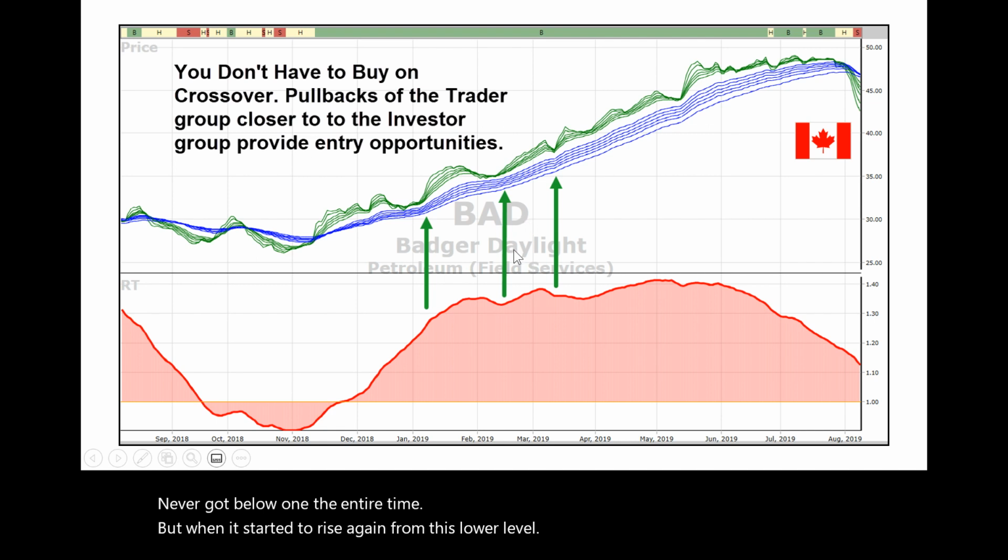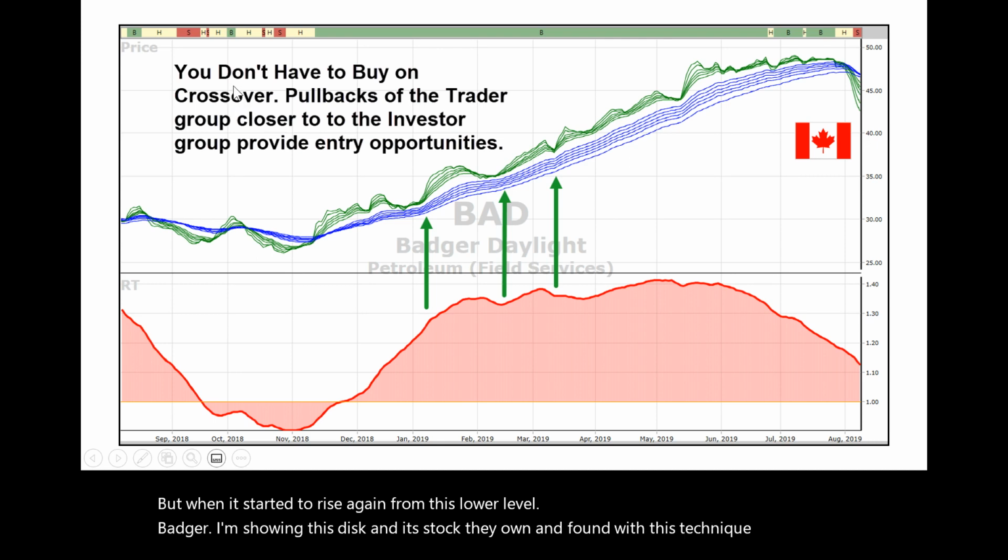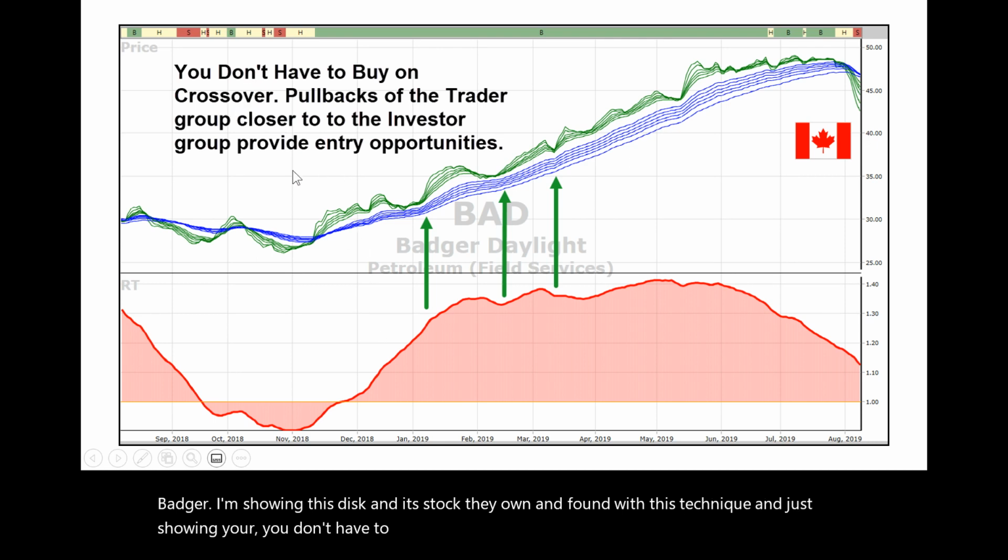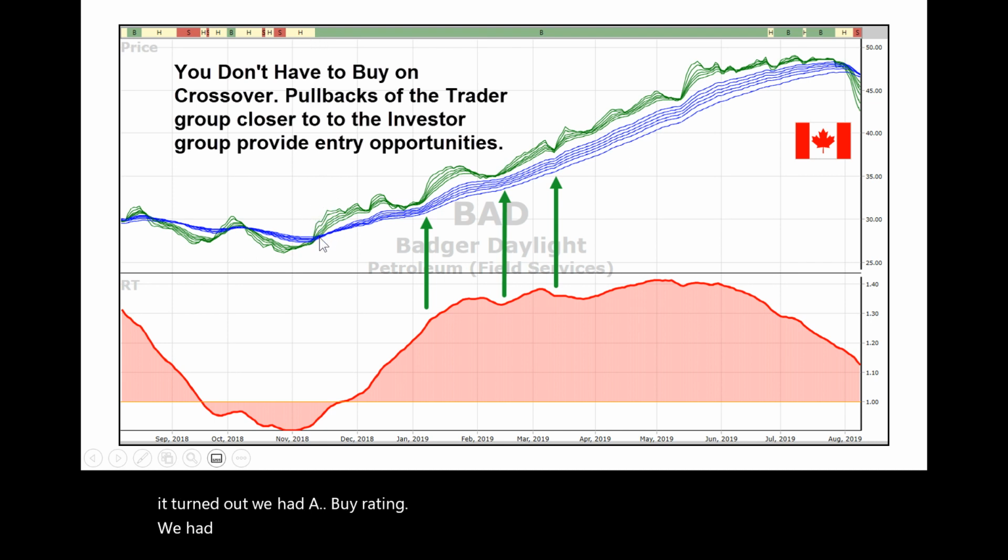Badger, I'm showing this just because it's one of the stocks that I own and found with this technique, and just showing here you don't have to buy on the crossover, although that was a good time to enter. As it turned out, we had a buy rating, we had the crossover of the bands, but if you waited a little bit with these long-term moving averages in blue moving up in parallel fashion, that was a really strong indicator. And of course the moving average of RT rising strongly as well.